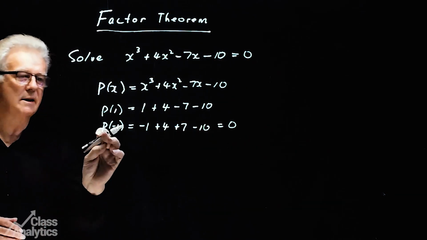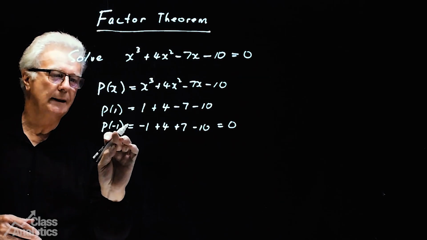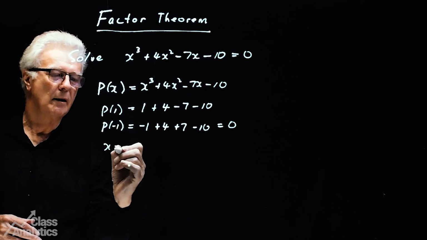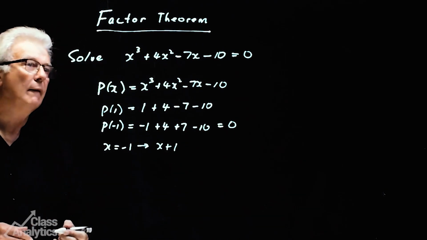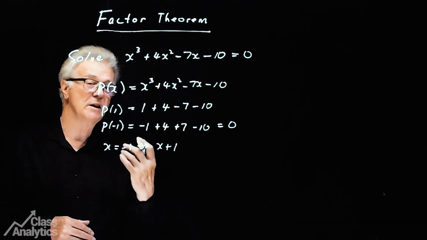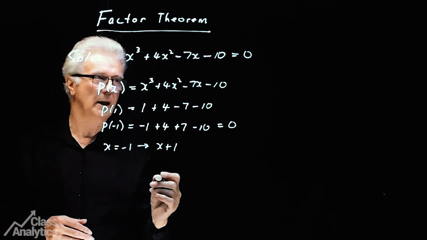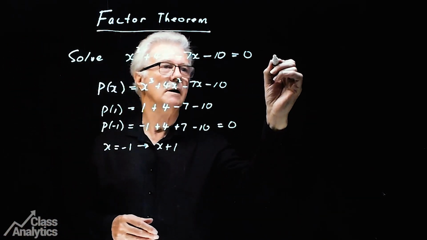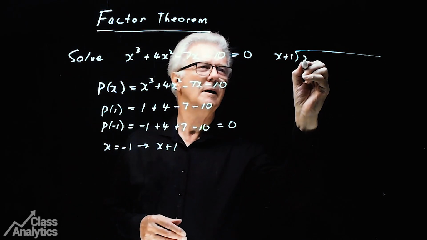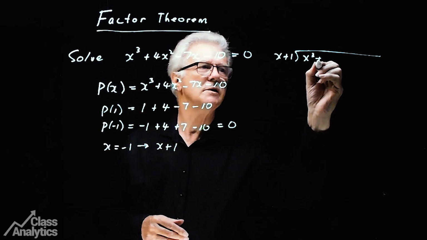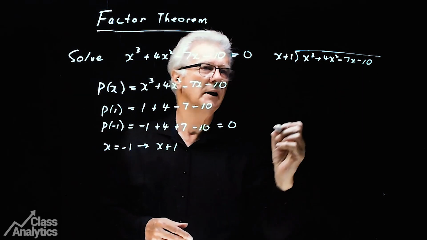Okay, so we know that the root is minus 1. Therefore, if x equals minus 1, that gives me the factor x plus 1. So what we have to do is divide x plus 1 into this one to work out what the other roots are. Okay, so we'll do this over here. So I've got x plus 1 into x cubed plus 4x squared minus 7x minus 10.